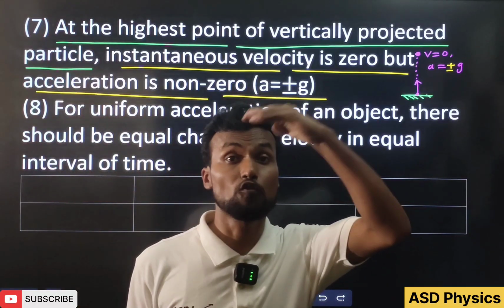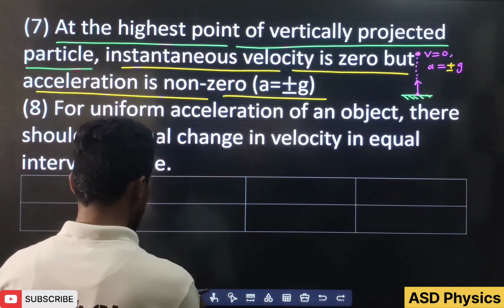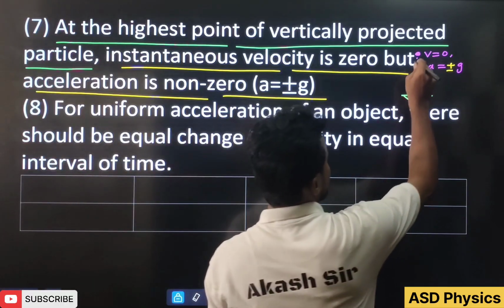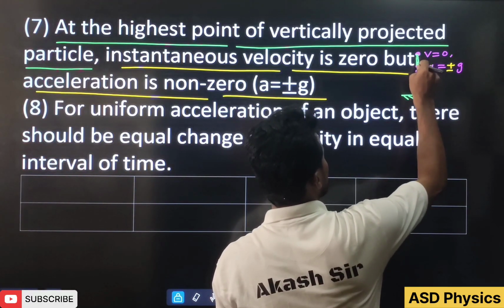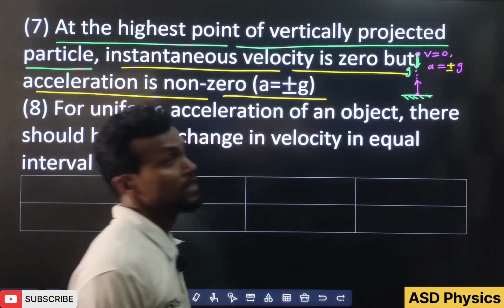At the highest point of a vertically projected body, what will be there? Velocity is 0, but how much is the acceleration here? Plus or minus g. In which direction? The acceleration, the gravity, is in this direction. Okay, gravity is in this direction. Remember that here.